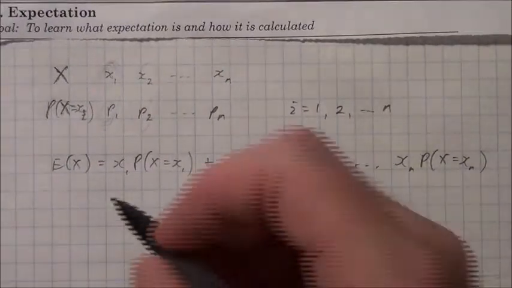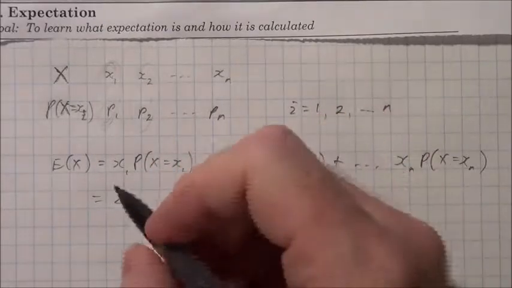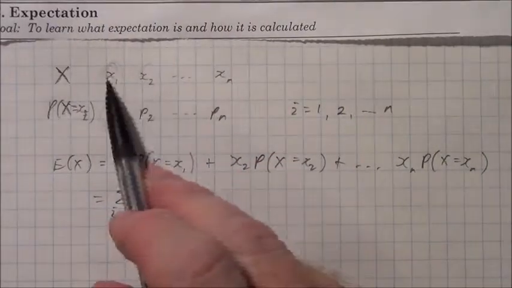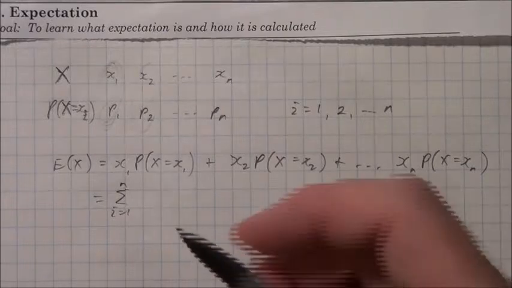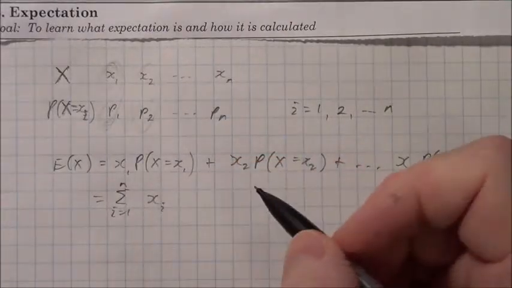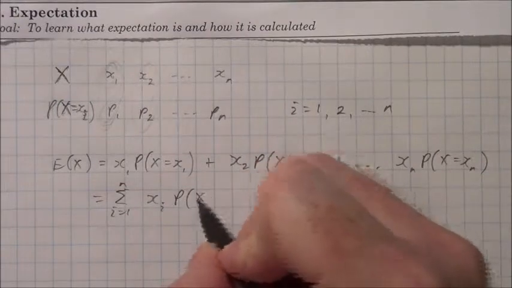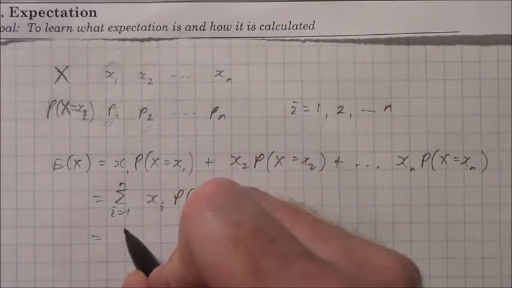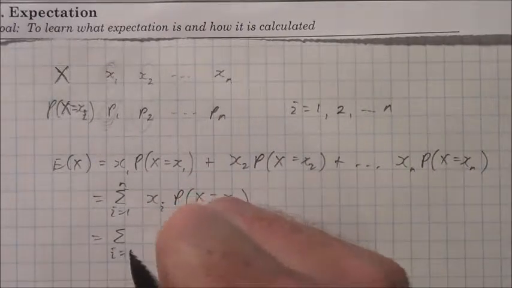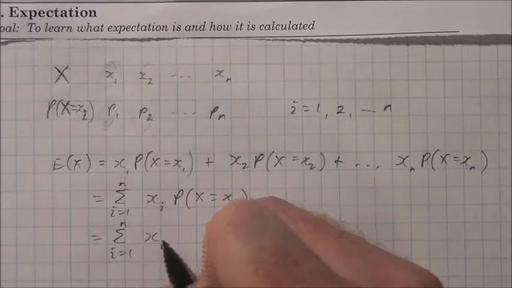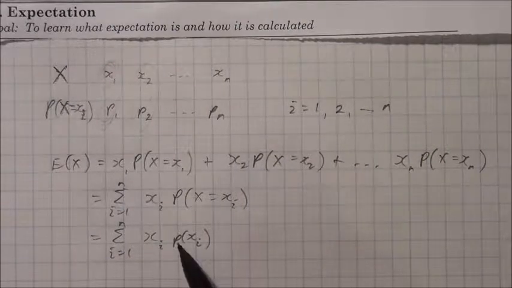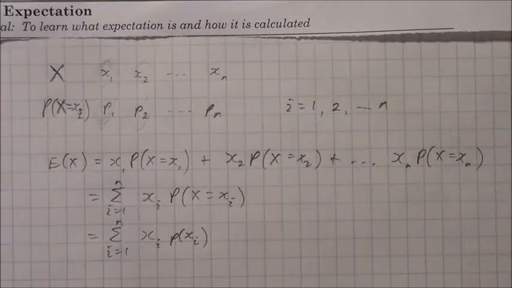So that can all be shortened down to the sum from i equals 1 to n. Those are all the different term numbers. And then we've got x sub i multiplied by the probability of X equals x sub i, and then shortened even further to the sum from i equals 1 to n of x sub i times the probability of x sub i. Okay, so this is lowercase, this is uppercase. And you just add them all together, and that gives you the expected value, the expected outcome.